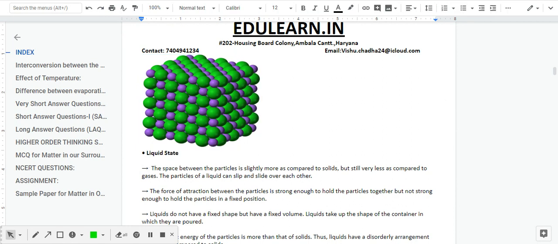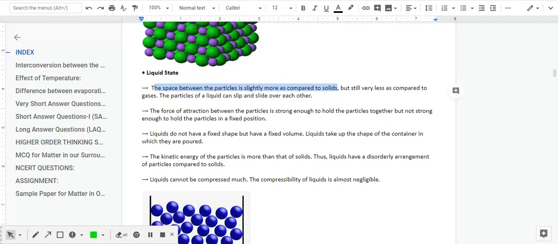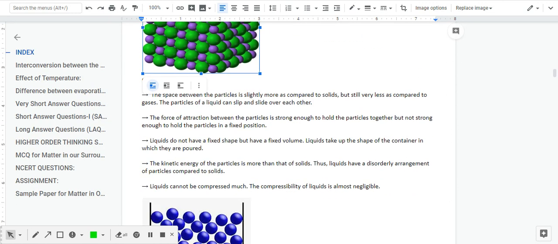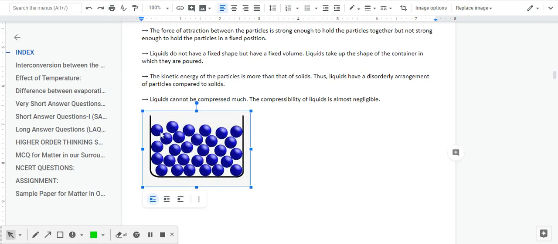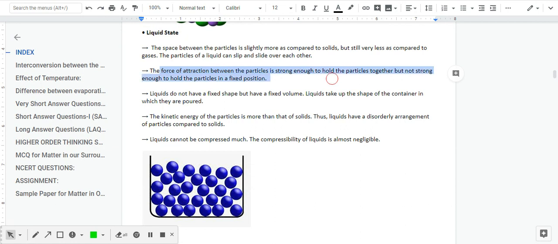Now, coming to another state of matter, that is the liquid state. What happens with the liquid state? Let's see the properties. The space between the particles is slightly more as compared to solids. As you can compare these two shapes, this one is for solids and this is for liquids. You can see the difference: they are quite loosely packed in liquids and have weak force of attraction. The force of attraction between the particles is strong enough to hold the particles together, but not so strong to hold the particles in a fixed position. That means the particles can flow.